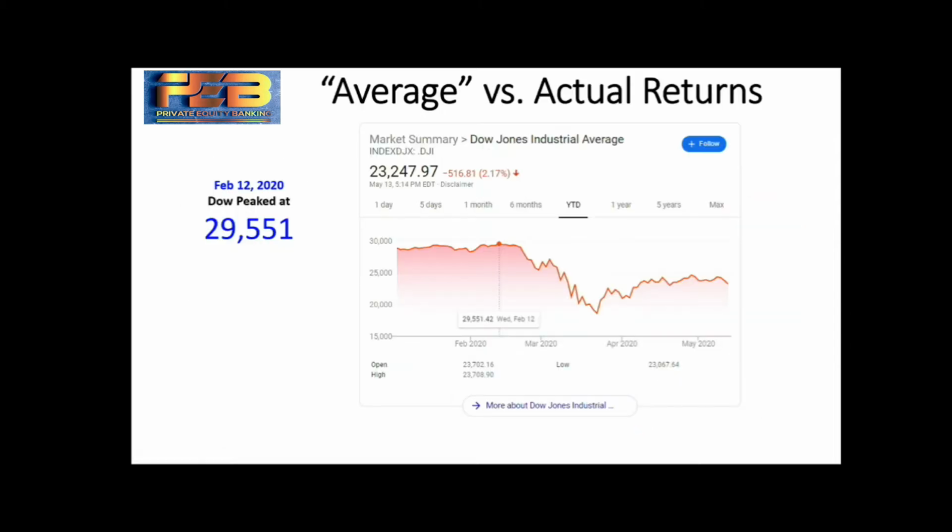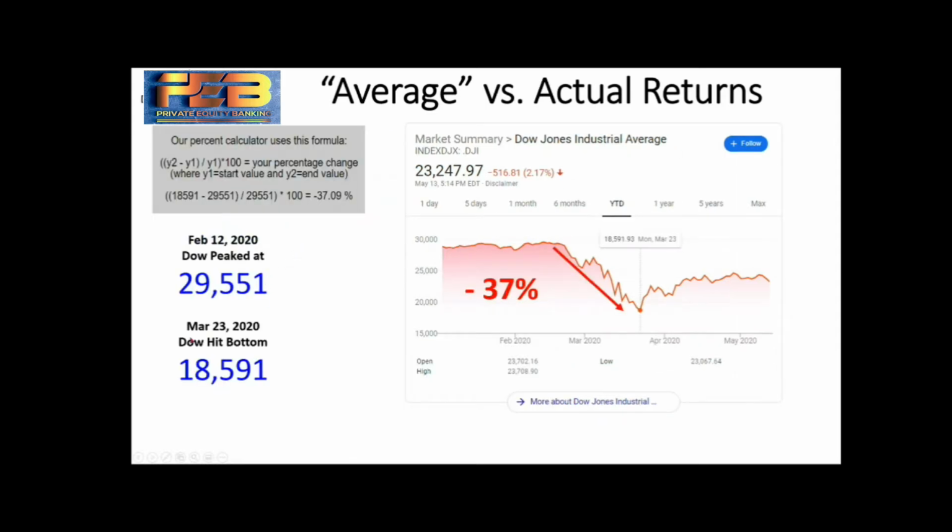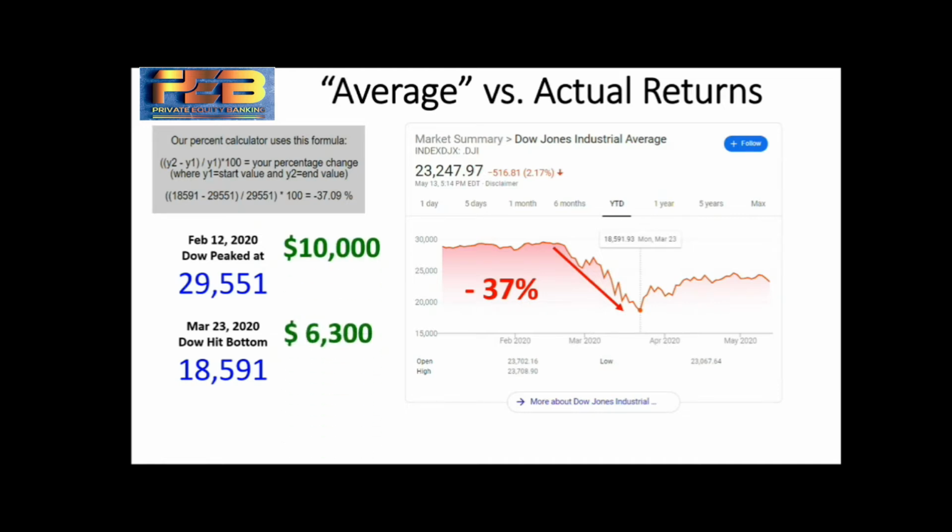I'm recording this during the middle of the COVID-19, the beginning of it. Well, who knows whether it's the beginning, the end, or the middle, but we are in the throes of COVID right now. February 12th, 2020, the Dow Jones hit its peak at 29,551. Five weeks later, on March 23rd, it dropped to 18,591. This is what it did, a 37% drop. So if you had $10,000 in the market, 5 weeks later, you had 6,300.